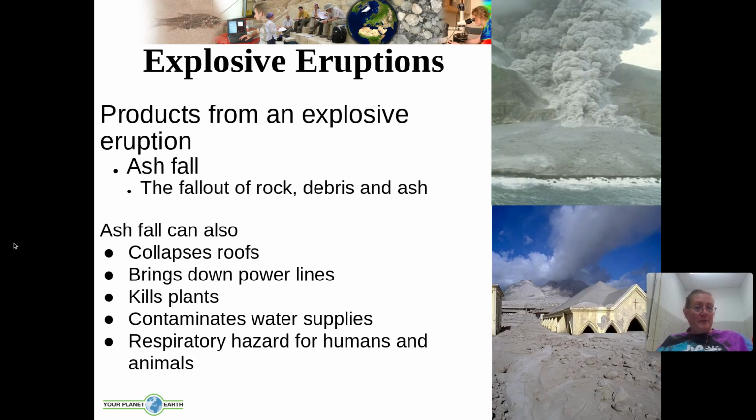Other problems from explosive eruptions, just the ash fall. This town is almost buried. It can collapse roofs. It can bring down your power lines. If you're really close to it, the ash is hot and it'll kill the plants that way. But of course, it can bury the plants. If you talk about 3 feet of ash, it's kind of hard for plants to get through that.